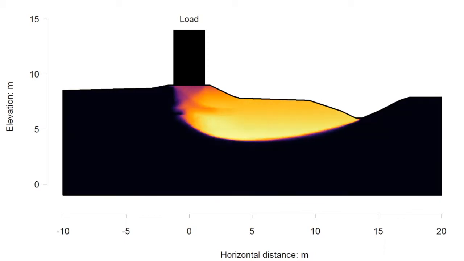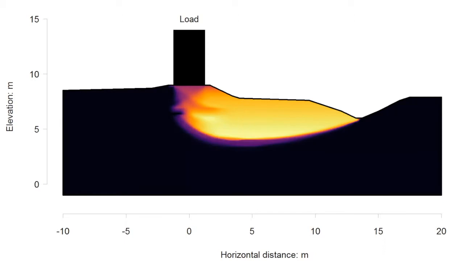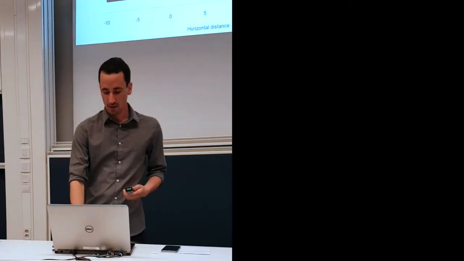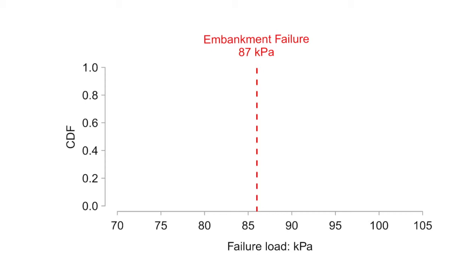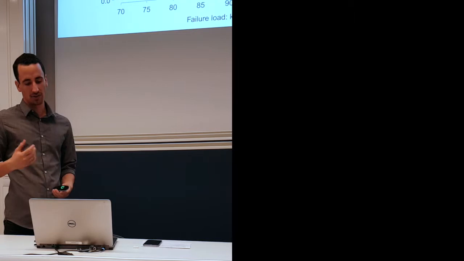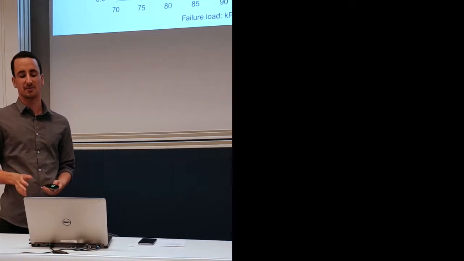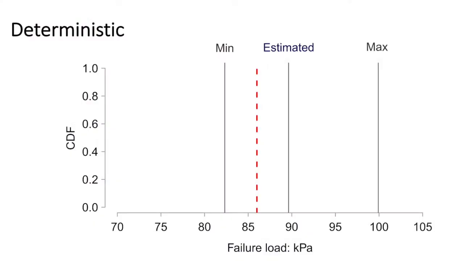And the area of failure is normally distributed, roughly about 50 square meters. So there's not a big difference in how it fails. But the failure load was 87 kilopascal. So how did the deterministic analysis perform? Well, we can see that the estimate overpredicts it a bit, but it's enclosed by the minimum and maximum value. So we're pretty close, right?